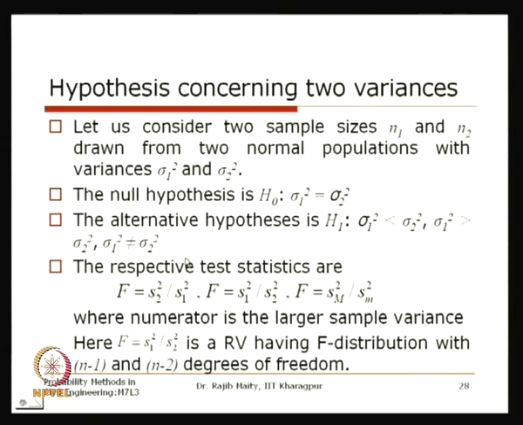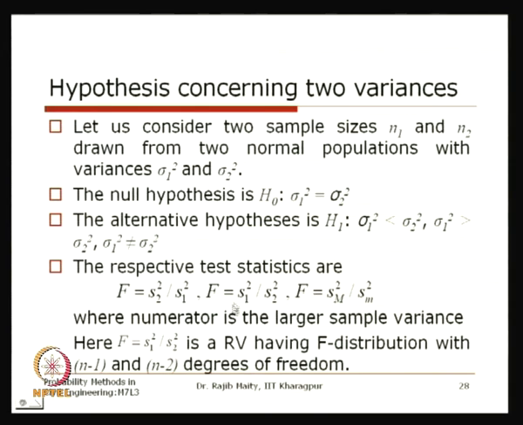Depending on that, the test statistic is S2 square by S1 square, or S1 square by S2 square, or F is equal to S_M square by S_m square, where the numerator is the larger sample variance. So, you see for the first case, when we are testing whether sigma 1 square is less than sigma 2 square, then we have to use the sample variance for the second sample divided by the sample variance of the first sample. This statistic we should use.